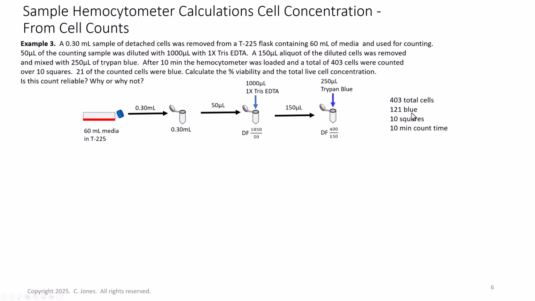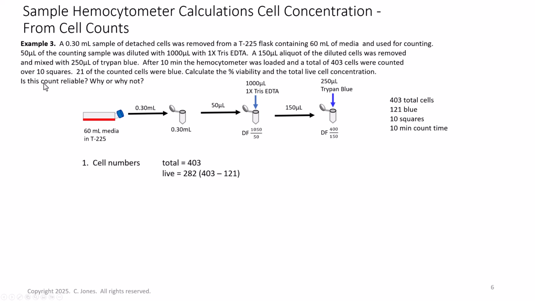blue or non-viable or dead. We counted over 10 squares. Yay, so we finally counted the right number of squares, and we counted for 10 minutes. Because notice the problem says, calculate the percent viability and the total live cell concentration. Is this count reliable? Why or why not? So let's do the calculations first and then answer whether or not we think the count is reliable.